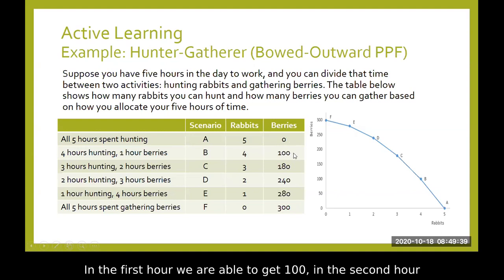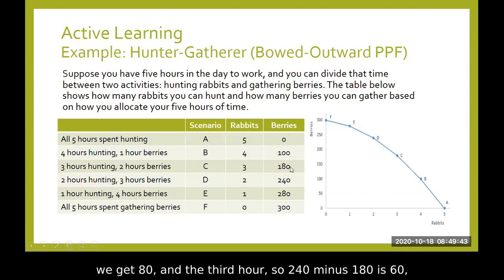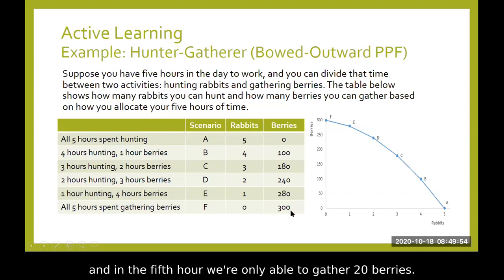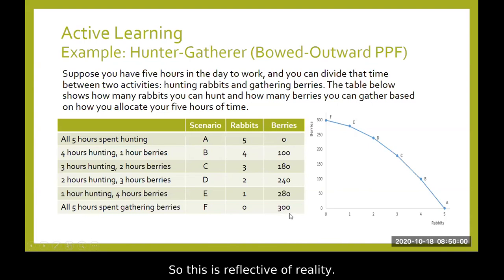In the first hour, we are able to get 100. In the second hour, we get 80. In the third hour, so 240 minus 180 is 60. In the fourth hour, we're gathering 40 berries. And in the fifth hour, we're only able to gather 20 berries. So this is reflective of reality.